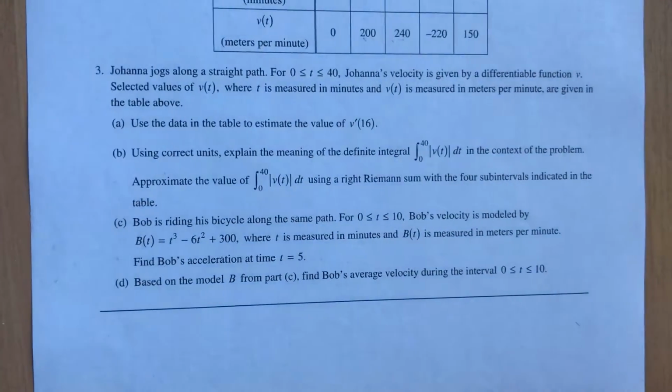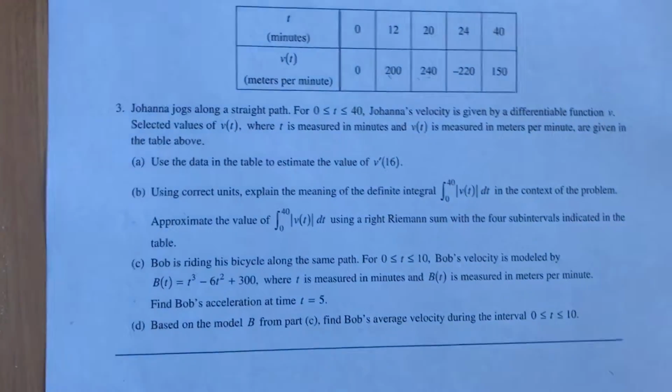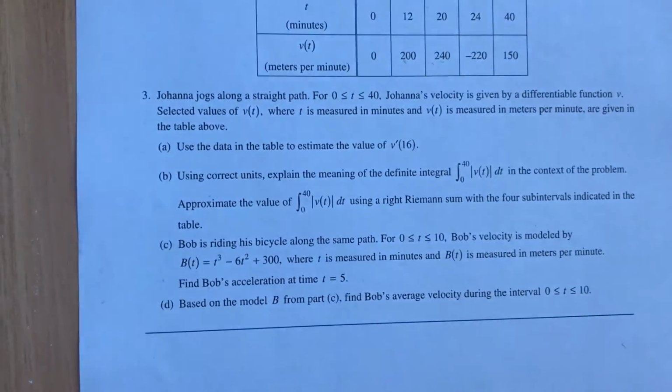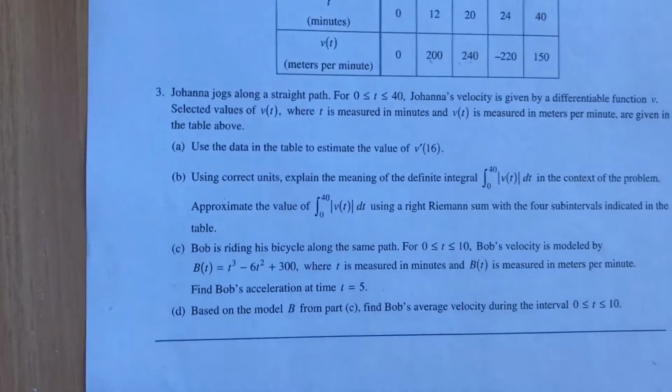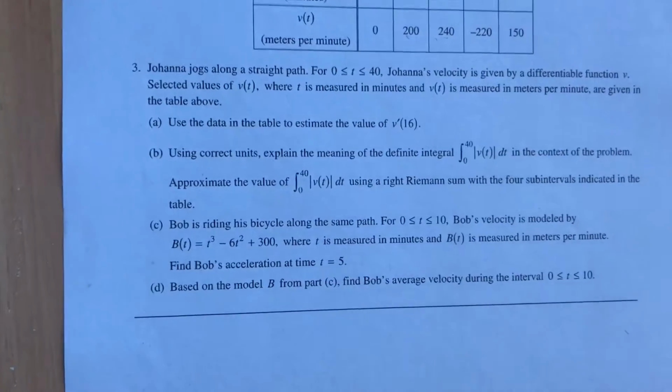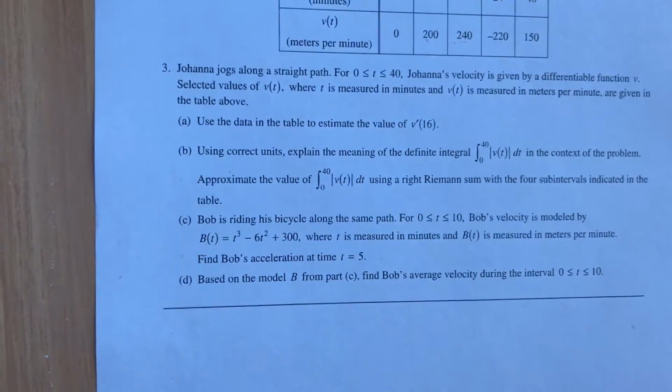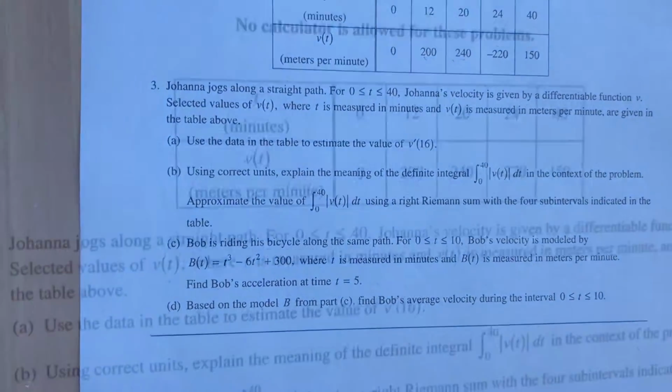Johanna jogs along a straight path. For 0 ≤ t ≤ 40, Johanna's velocity is given by a differentiable function v. Selected values of v(t), where t is measured in minutes and v(t) is measured in meters per minute, are given in the table.